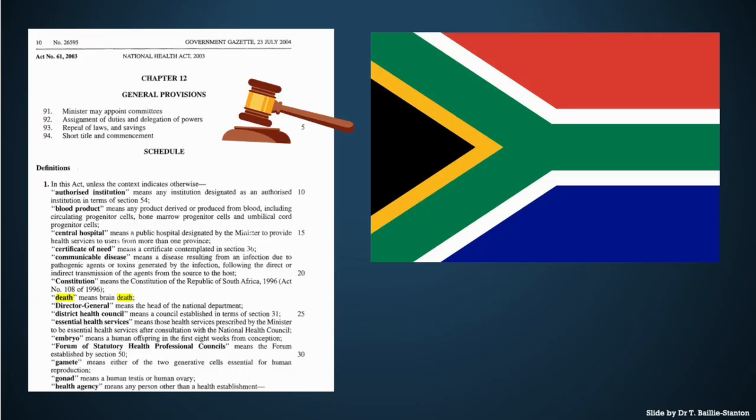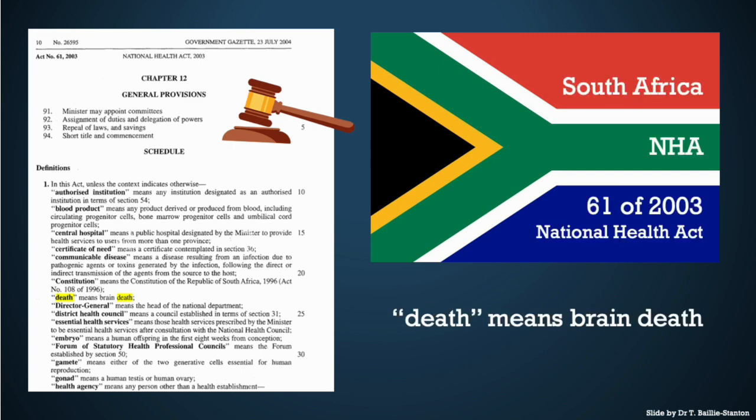In South Africa, we've got some pretty robust health laws. The National Health Act 61 of 2003 actually refers to the brain death criteria for death, and the wording in the document is death means brain death. So legally, this means if somebody has been declared brain dead in South Africa, they are dead. And it's interesting because not all countries around the world recognize brain death as a death.